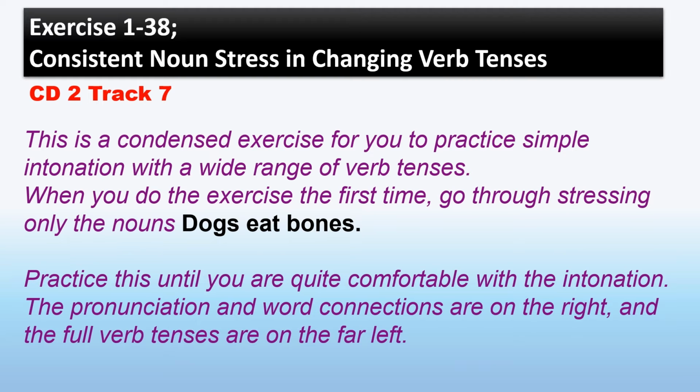Exercise 138. Consistent noun stress and changing verb tenses. This is a condensed exercise for you to practice simple intonation with a wide range of verb tenses. When you do the exercise the first time, go through stressing only the nouns, "dogs eat bones." Practice this until you're quite comfortable with the intonation. The pronunciation and word connections are on the right, and the full verb tenses are on the far left.